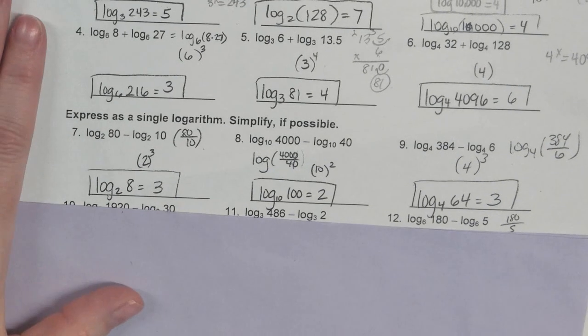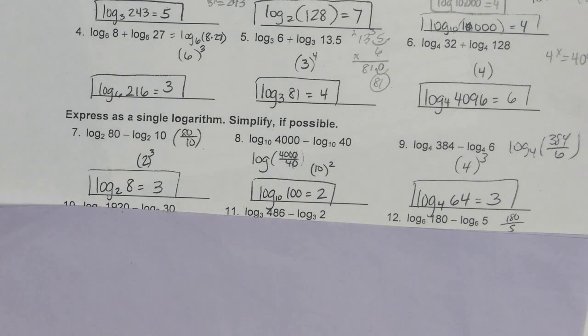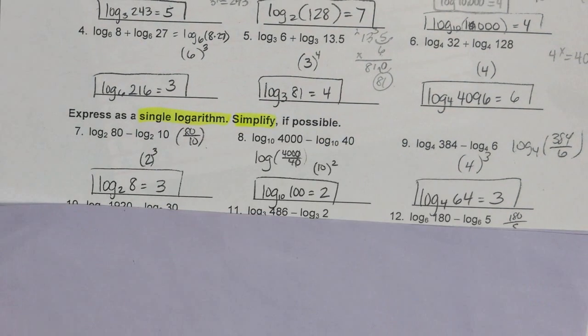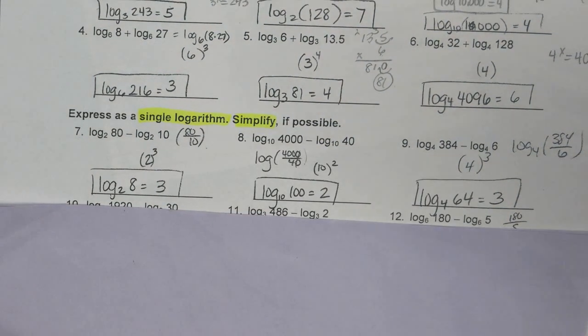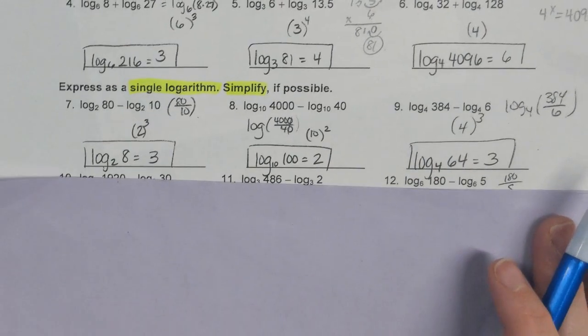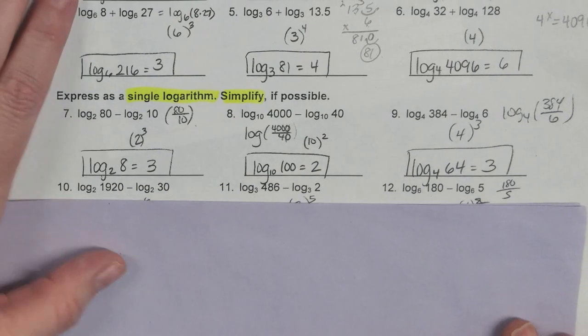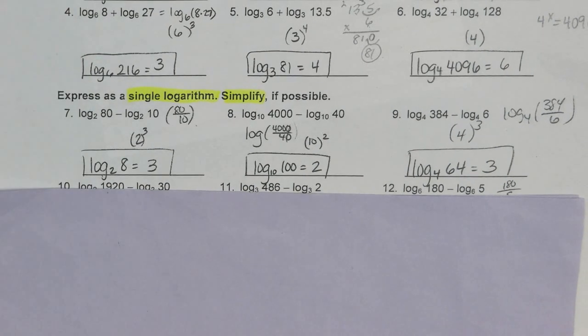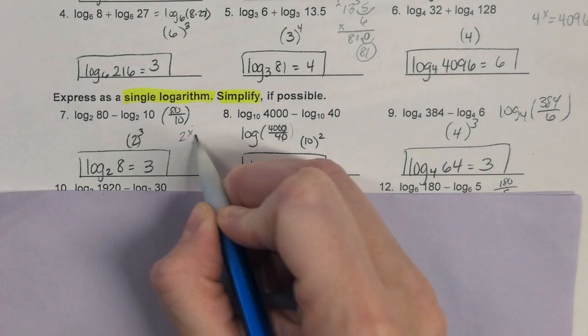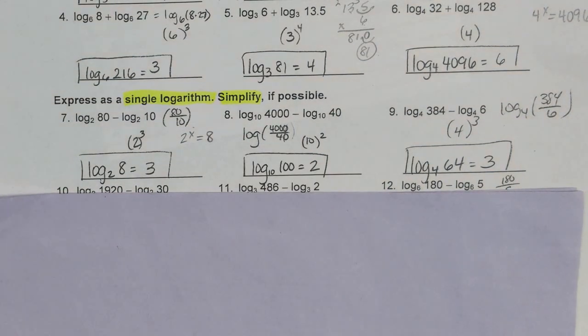Now again, this is another one where it says express as a single logarithm. Simplify if possible. If you can do all this without your calculator, then the quiz should feel a little bit easier for you. So for 7, you're dividing, and then you're asking yourself 2 to what power equals 8, so you should get 3.